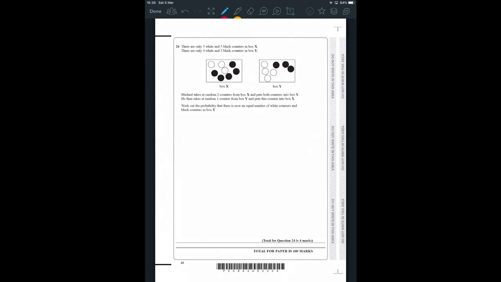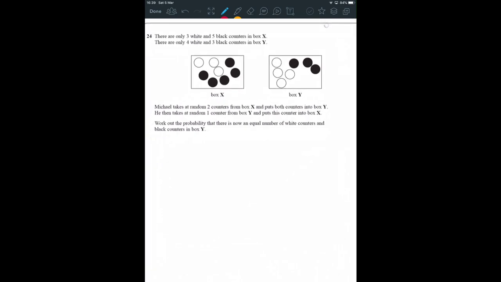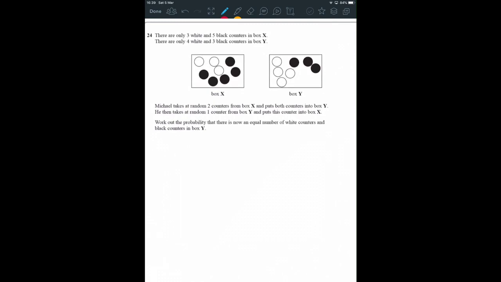Question 24, and this is our final question on the paper. So this one is going to take a lot of effort. We have some white and black counters in box X, white and black counters in box Y. We are taking 2 counters from X and putting them into Y, and then we take 1 counter from Y to put it back into X.